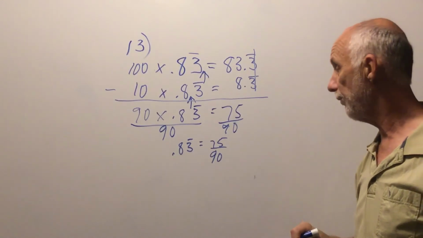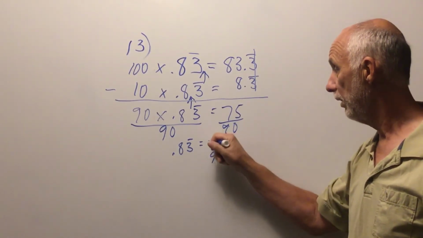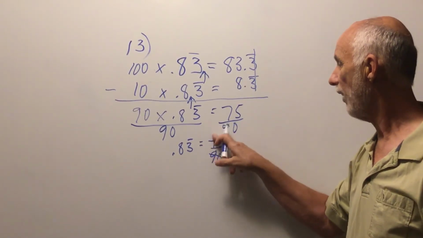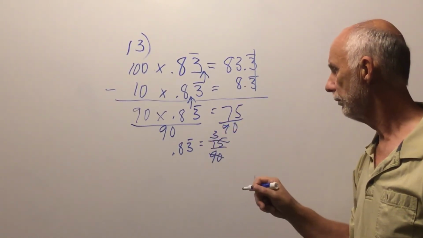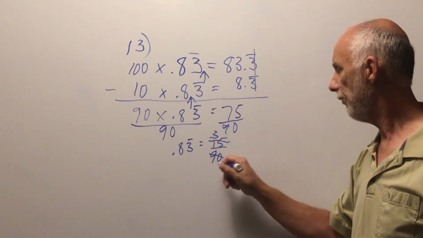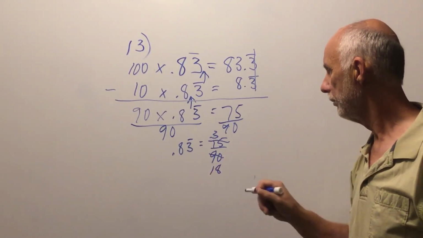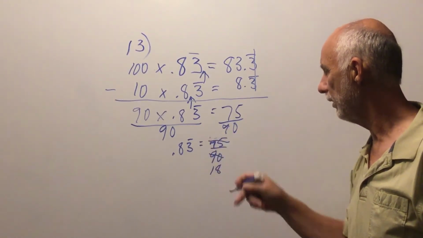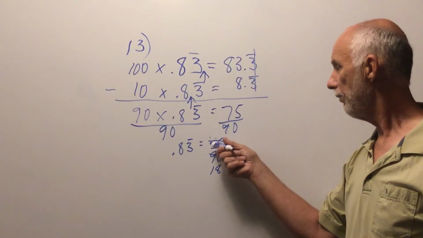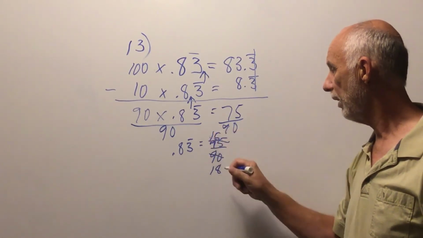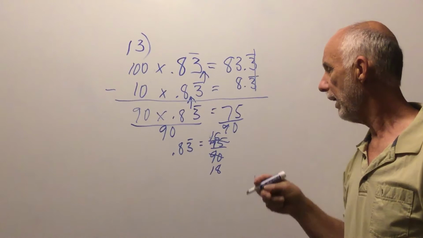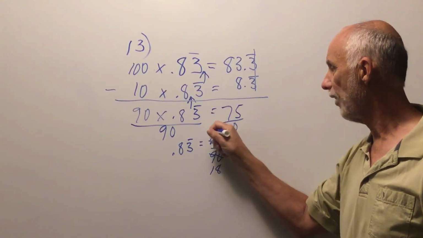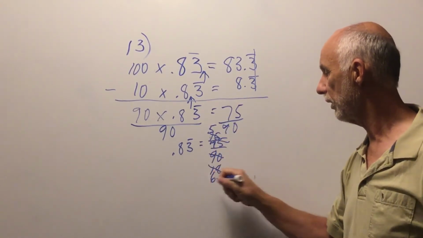What goes in both 75 and 90? 5 does. 5 goes into 75 fifteen times, and 5 goes into 90 eighteen times. All right, I'm sorry, this is a 75. I thought that was 15. Knew it didn't go 3 times. 5 goes 15 times, and 5 goes 18 times. And again, what goes into 15 and 18? 3 does. 3 goes 5 times, 3 goes 6 times.